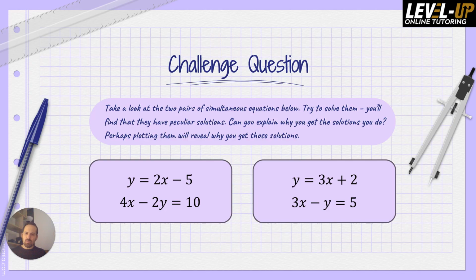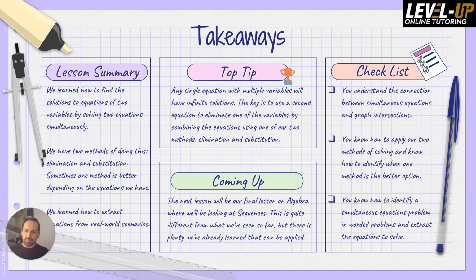And perhaps you might want to try plotting them yourself on a graph, or you can use some kind of online graphical calculator. I like to use this one called Desmos. It's really good, where you can type in various equations and it'll plot them for you. Take a look at it, and maybe that will help you understand why you get the solutions you do. There are a couple of interesting cases there, which you're not likely to get in an exam unless they're trying to trick you in some way. But it's good to understand these because they help really cement your knowledge of simultaneous equations and their relationship to graphs.